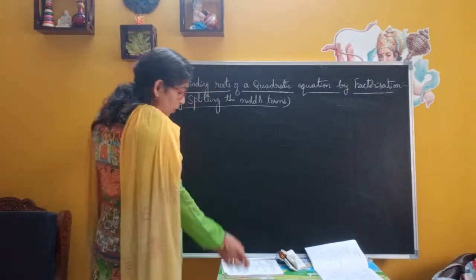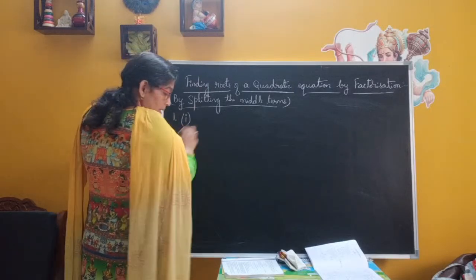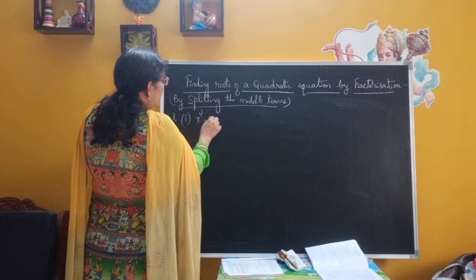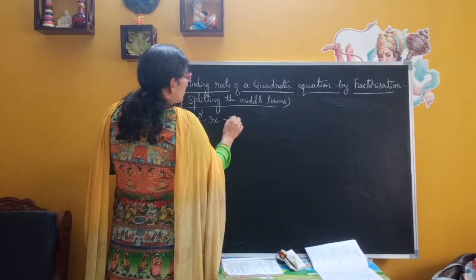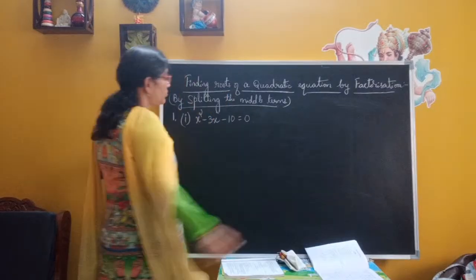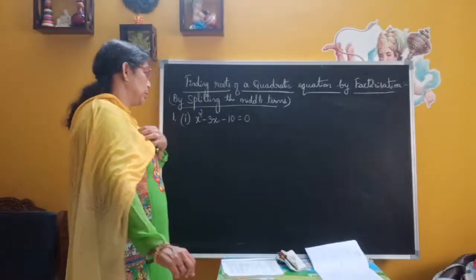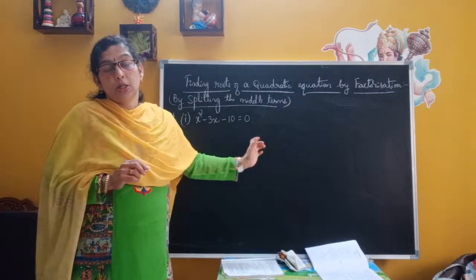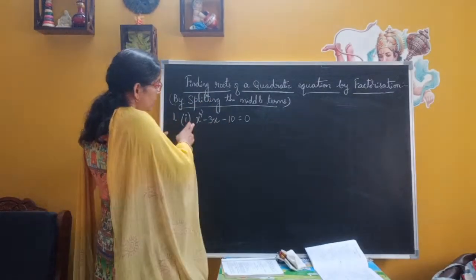So first problem I'll take now. This is the first one, x square minus 3x minus 10 is equal to 0. x square minus 3x minus 10 is equal to 0. In splitting the middle term, what is the first step? We have to see the third term. This is the third term.